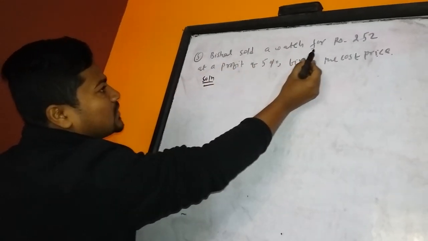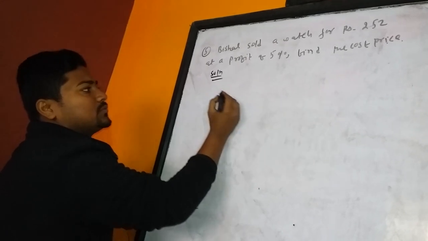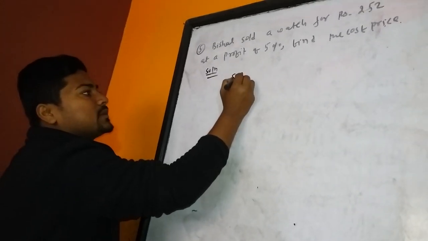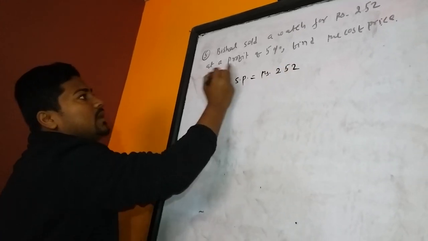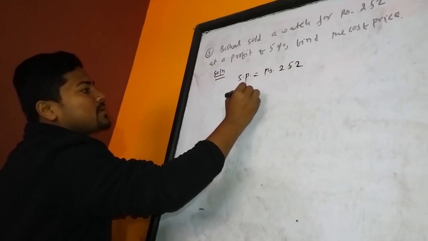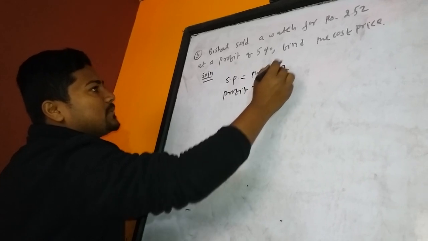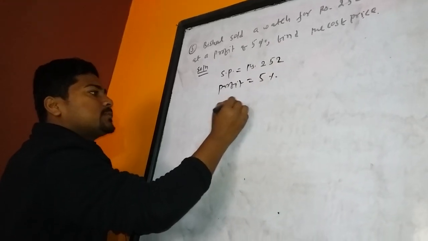Solution. Question number 5. Vishal sold a watch for rupees 252. Sold means what comes? SP. SP is equal to what given? 252. And then profit is what given? 5%. Profit is equal to 5%. Find the cost price. Cost price is equal to what?